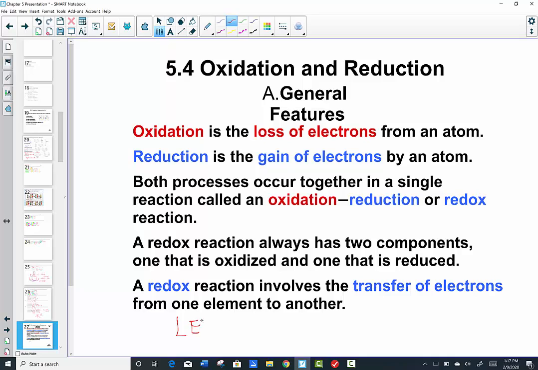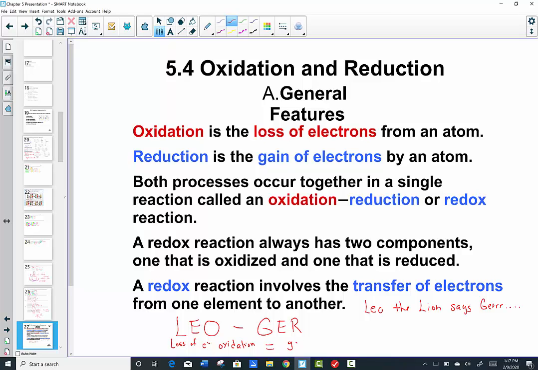Here's a little helpful sentence, a little game I always say. Just like horses need oats for clear brown eyes, I have a little sentence. Leo the lion says grrr. Here's what that means. The loss of electrons is oxidation.